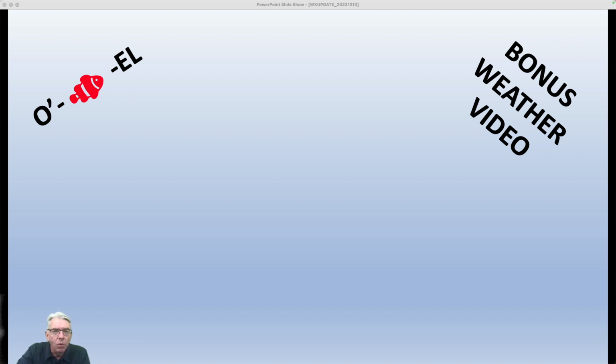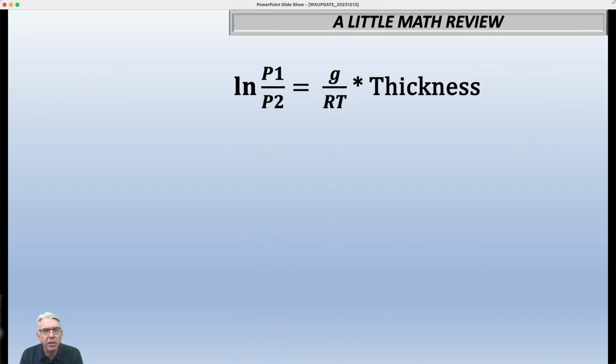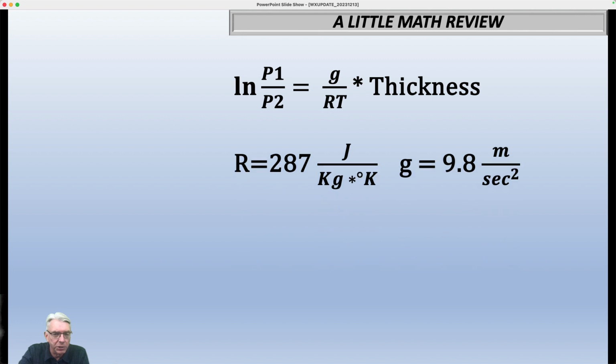Okay, so what we're going to do now is take a look at a little math review. Here's the equation: if you have two surfaces of constant pressure, P1 and P2, and you take the natural log of that ratio, that is equal to the gravitational constant, which is 9.8 meters per second squared. That's the rate at which objects accelerate as they fall toward the Earth due to gravity. Then a gas constant times the temperature, the average temperature of the layer between those two pressure surfaces, and then the thickness, which is the actual distance between the two pressure surfaces. Okay, so that's the basic equation we're working with.